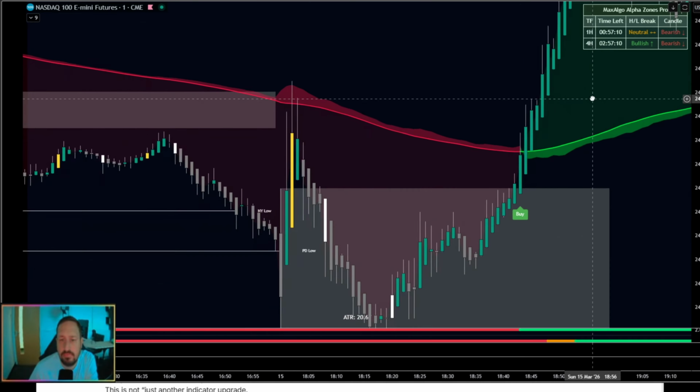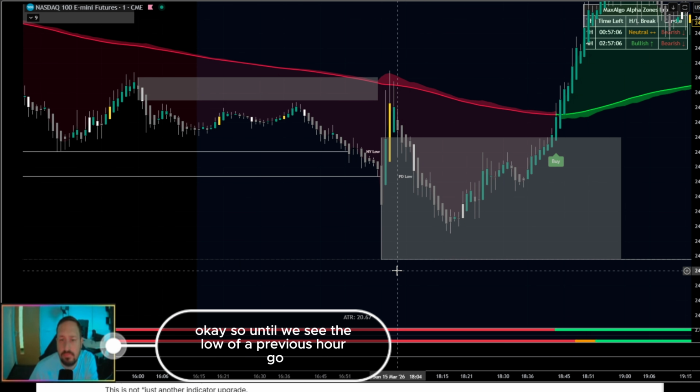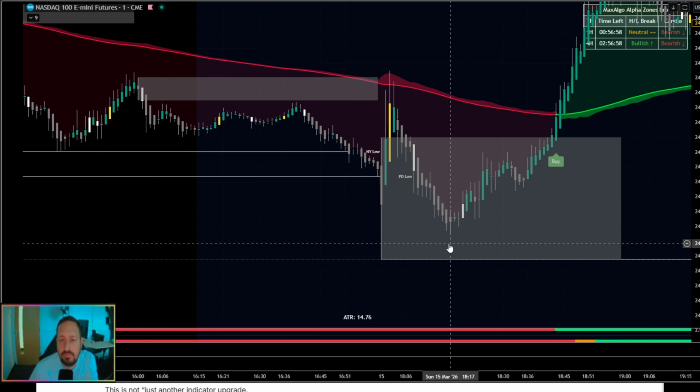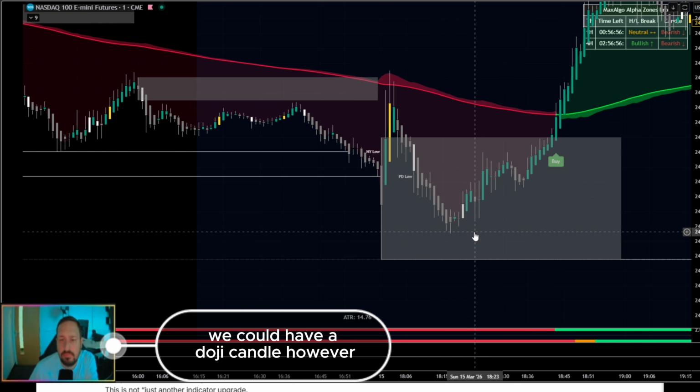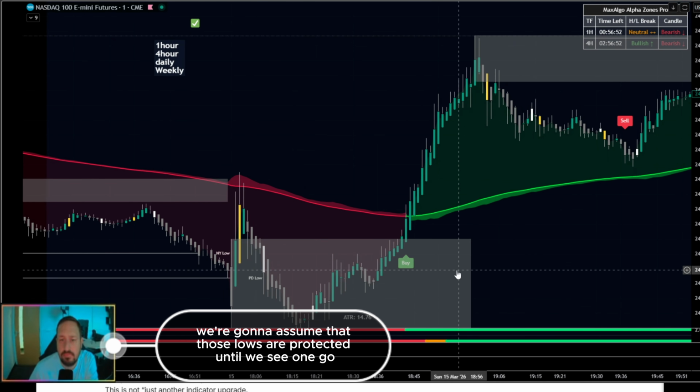Okay, so until we see the low of a previous hour go, we're going to assume that price is bullish. We're going to assume that we are eventually going to take a previous hourly low. We could have a doji candle. However, we're going to assume that those lows are protected until we see one go.